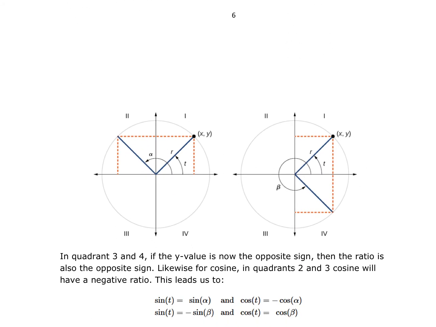If we go back to the unit circle and we look at our angle T and our angle alpha, notice that this y value is the same as this y value. So what we find is, and the radius obviously is still the same, the sine of T is going to be the same thing as the sine of alpha. They're going to have the same values. They're on the same ratio values.